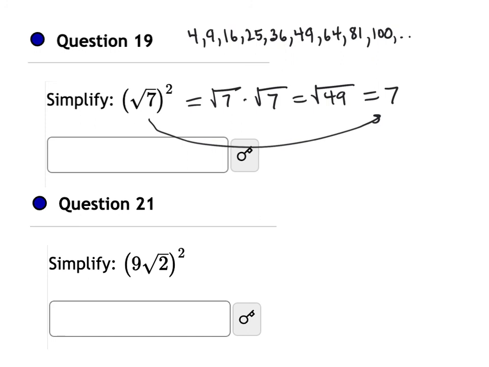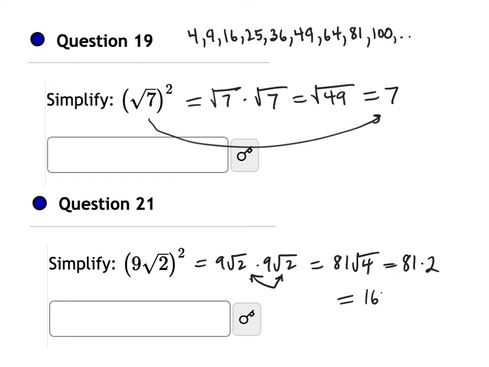9 root 2 squared is 9 root 2 times 9 root 2, which is 81 root 4. 9 times 9 is 81. Root 2 times root 2 is root 4. Square root of 4 is a perfect square because, of course, these two numbers were the same number. This is 81 times the square root of 4, which happens to be 2. 81 times 2 is 162.